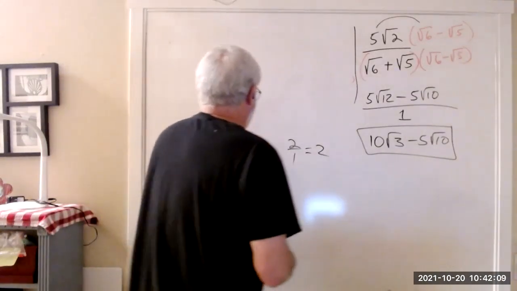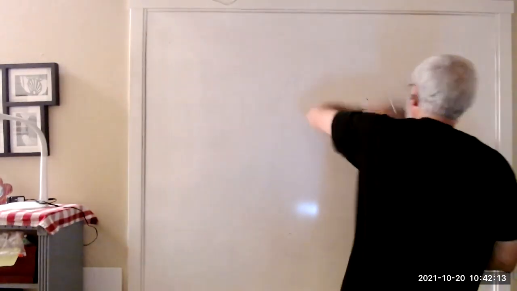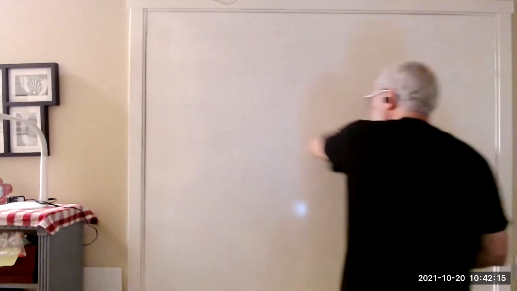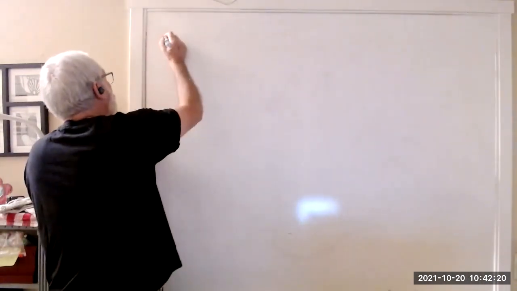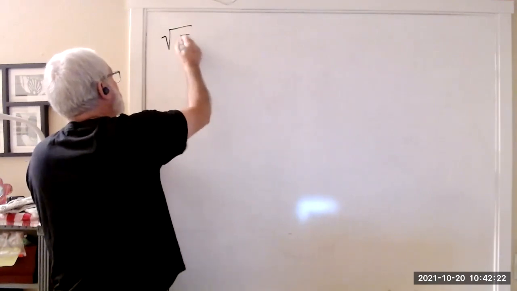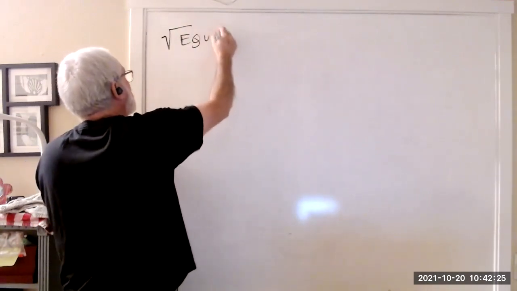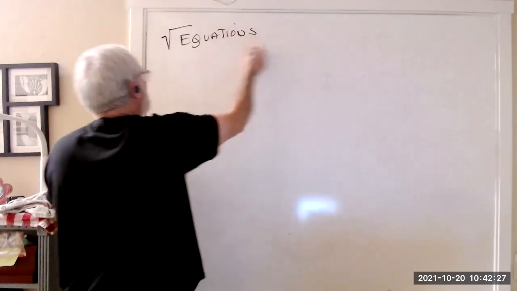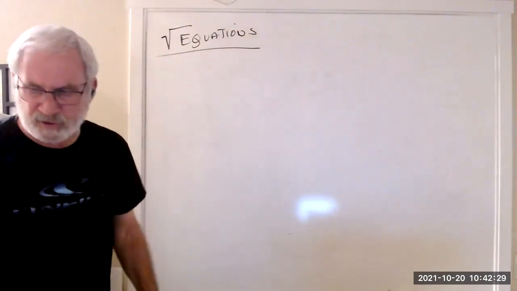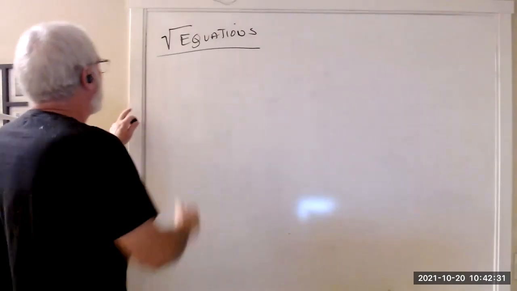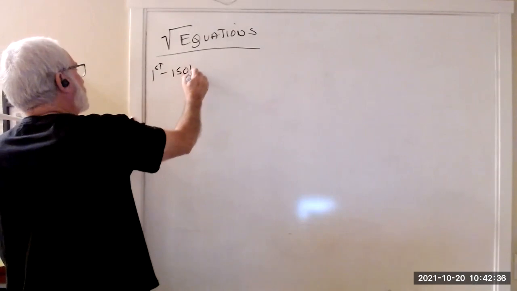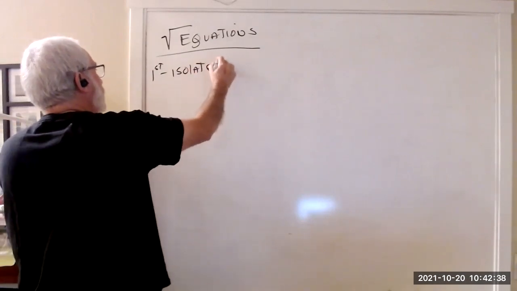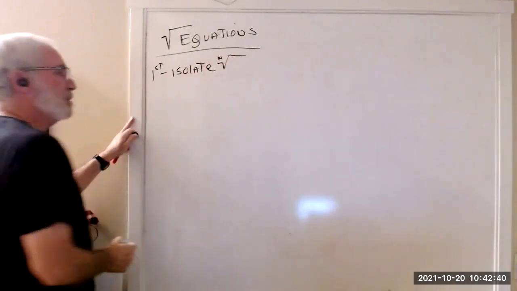the last thing we covered was radical equations. Okay, radical equations. Chapter, I think it was 8.7, I don't remember, whatever. First step was to isolate whatever the radical was. Isolate means get it alone.